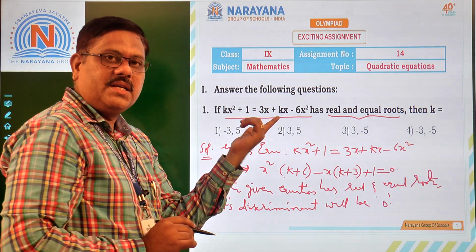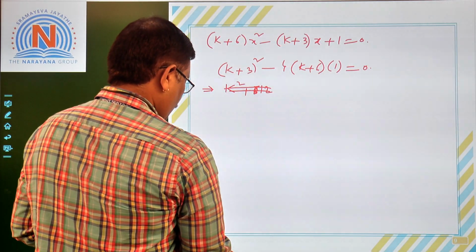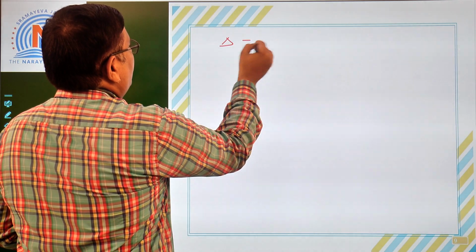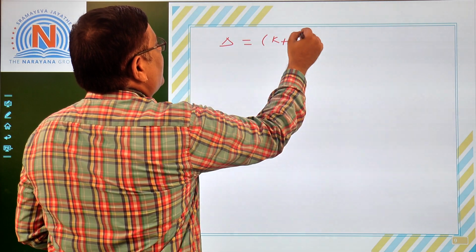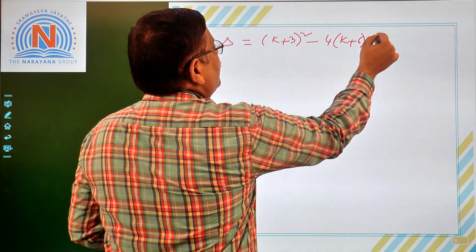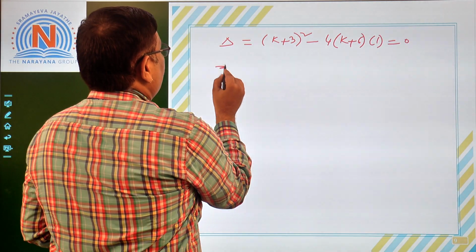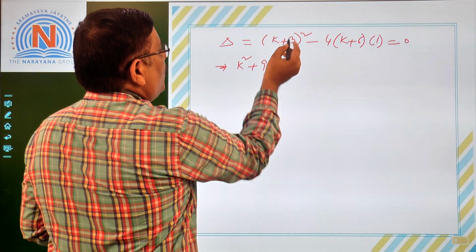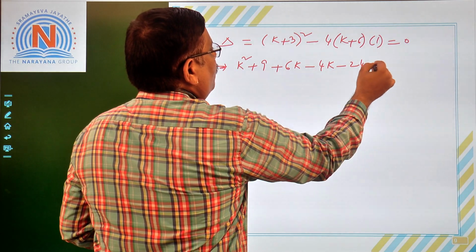So discriminant will become b square minus 4ac. Let us try to write it. So the discriminant is delta, that is b square. B is minus of k plus 3. Anyway we are squaring it, minus 4ac. A is k plus 6, c is 1, is equal to 0. Okay. Now that implies k square plus 9 plus 2 into k into 3, that is 6k, minus 4k minus 24 is equal to 0.